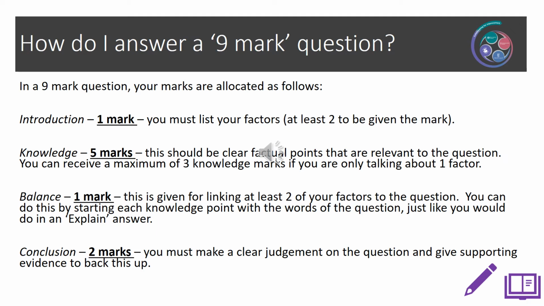You get 5 marks in your 9-mark question for knowledge. This should be clear factual points that are relevant to the question. Again, avoid listing your information. Try to separate it out so it's clear to your marker that you're making separate points. If you only present one factor, or you're only talking about one issue within your 9-marker, the maximum knowledge marks that you could receive is 3. So it's really important that you have a good spread of knowledge to allow you to access all of the marks within this particular question.